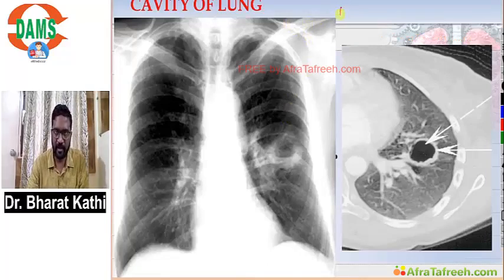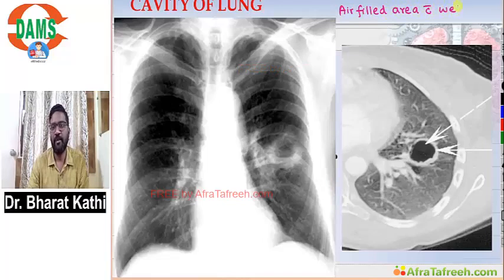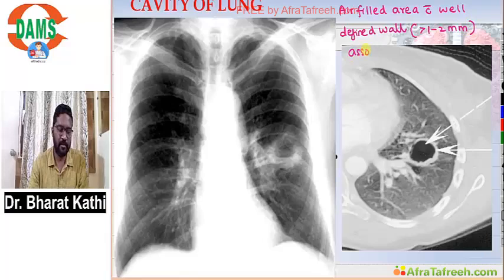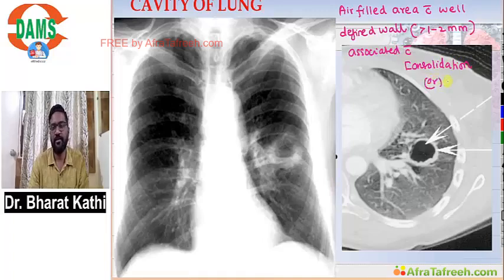It is a cavity. The classical definition of a cavity is an air-filled area with a well-defined wall, usually more than 1 to 2 mm in dimension, and it is associated with some ongoing pathology such as consolidation or mass. So for a cavity of the lung, you should identify the air-filled area.